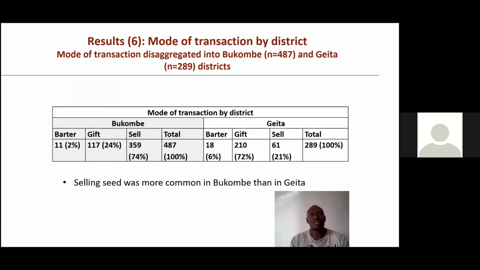The other thing we looked at was the mode of transaction by district, and we wanted to see where selling of seed was higher. And as you can see, 74% of seed transactions in Bukombe were through cash transaction, meaning that there was more selling in Bukombe than in Geita. As you can see in Geita, gifting led at 72% of all the transactions.